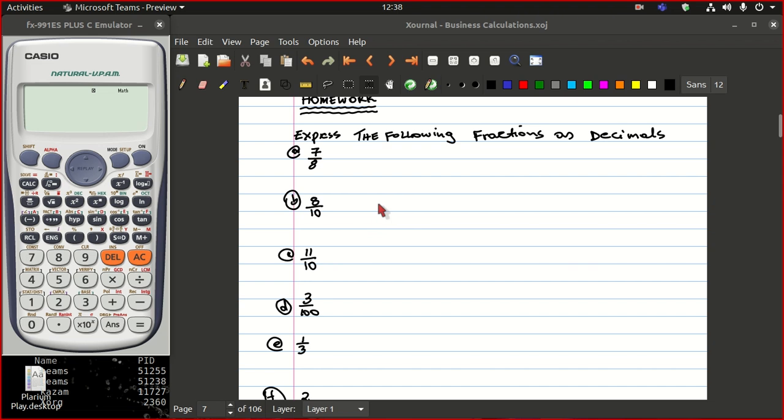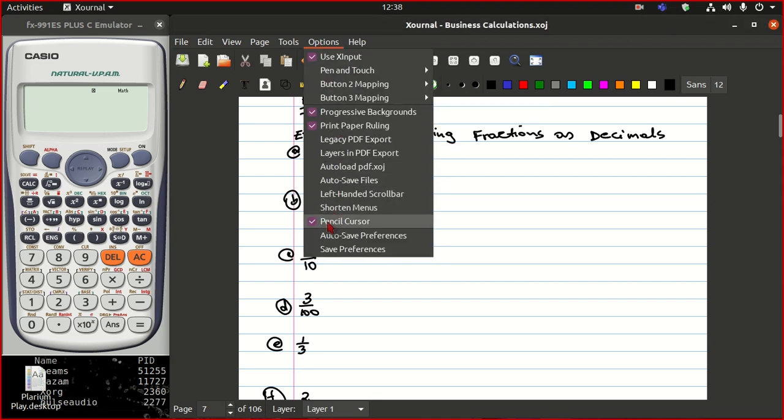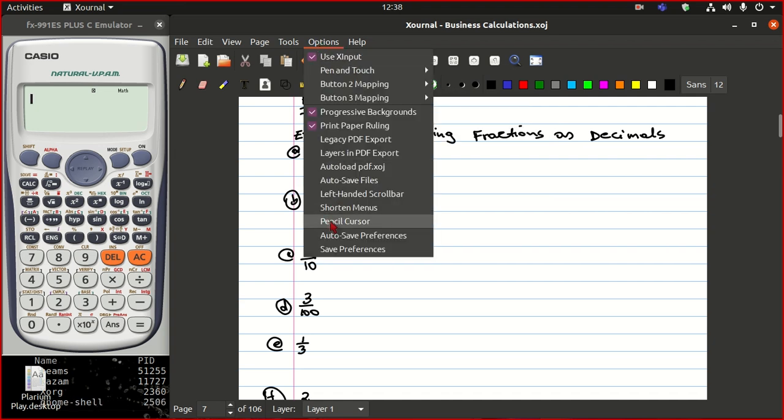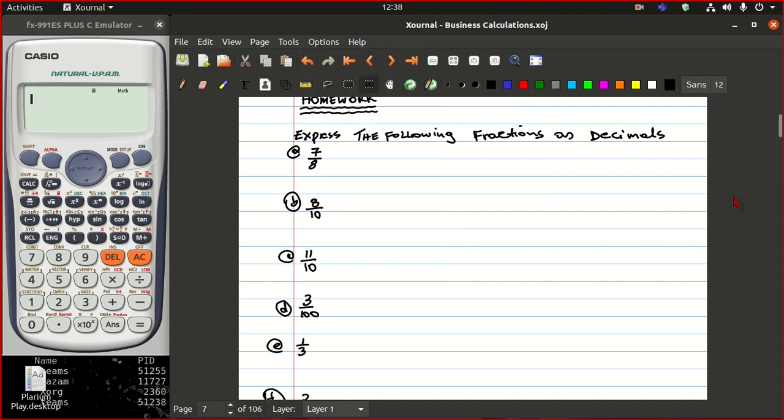Let us start and see if you actually got the answers right when it comes to this homework here. So we had this one here. Oh, we're doing this one. Okay, I think I have everything that I need.